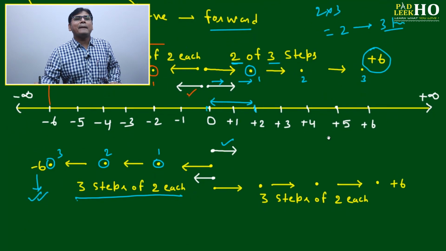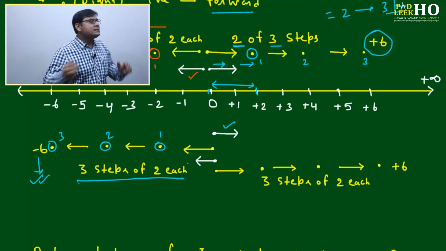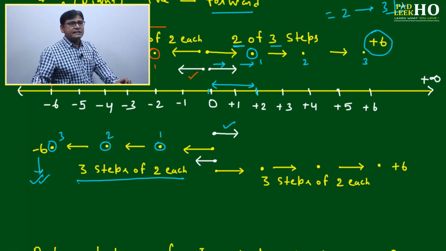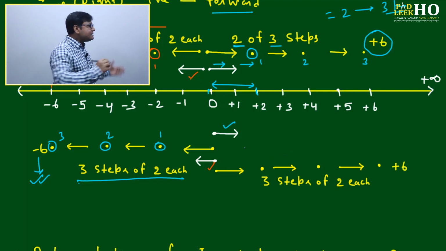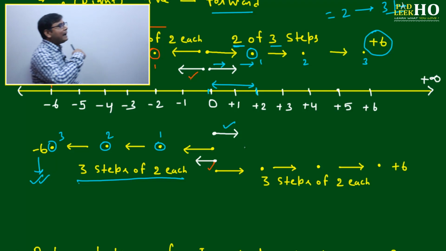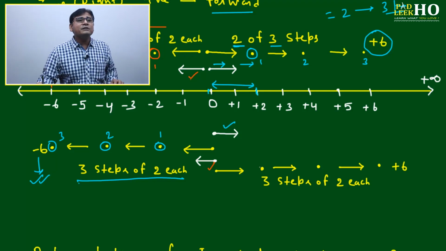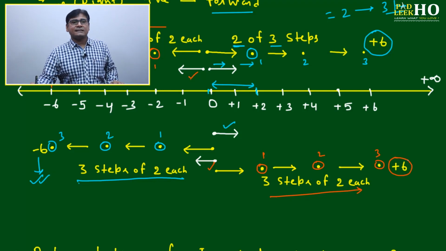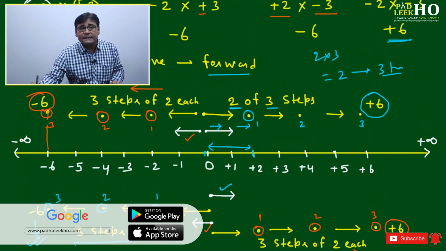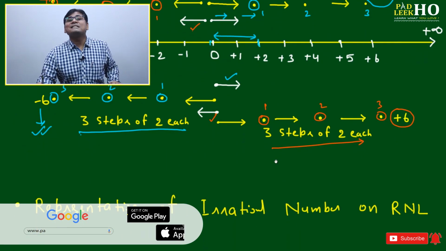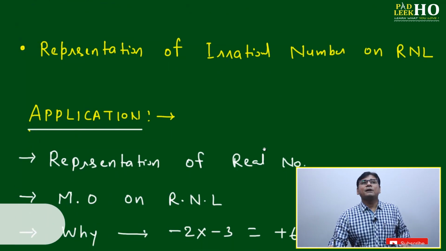Minus 2 into minus 3, what will happen? Just we'll see here. Minus 2 means you have to look in this direction, and it is represented here like this. Now the second number is also minus 3, which means the direction will be the same, but you have to move backward. Once you move backward, it will become 3 steps of 2 each. This will become your first step, this will become your second step, and this will become your third step. Due to this, you are reaching plus 6, and that is the reason minus 2 into minus 3 is becoming plus 6. Multiplication of two negative numbers will become positive.